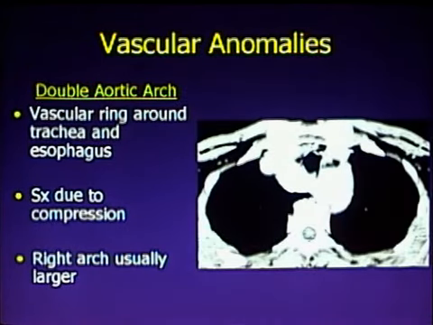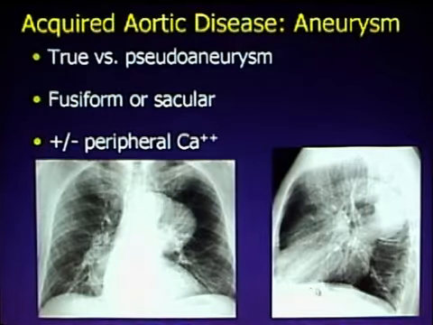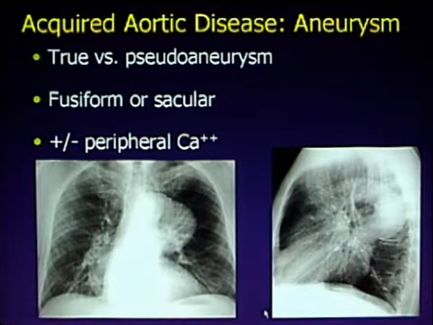Double aortic arches, such as we're seeing here, are a little bit more rare, and these, in fact, represent a true vascular ring around both the trachea and the esophagus. So you can, in fact, have symptoms, particularly esophageal symptoms, due to compression. Generally, the right arch is larger than the left in these cases, although I would argue that that's not the case here.